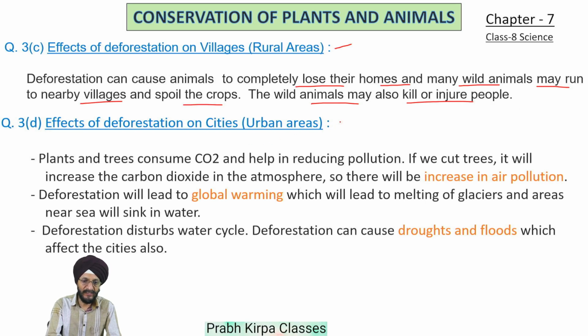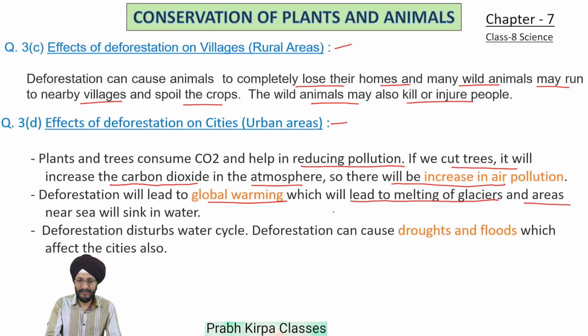Now we will see the effects of deforestation on cities or urban areas. Plants and trees consume carbon dioxide and help in reducing air pollution. If we cut trees, it will increase the amount of carbon dioxide in the atmosphere, and so there will be an increase in air pollution. Deforestation will lead to global warming, which will lead to melting of glaciers, and the areas near the sea will sink in water.